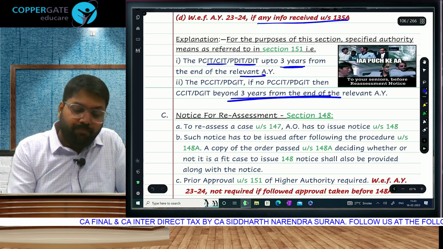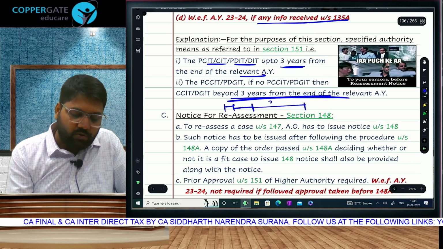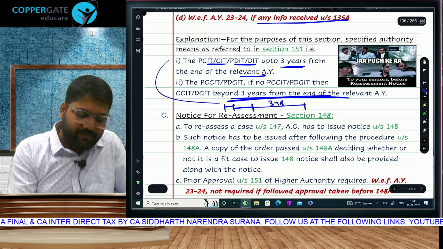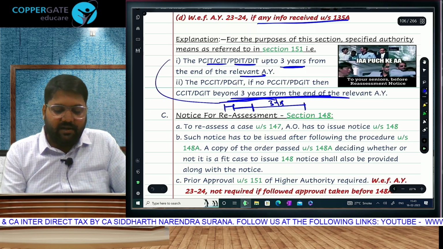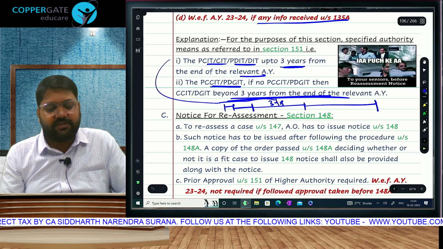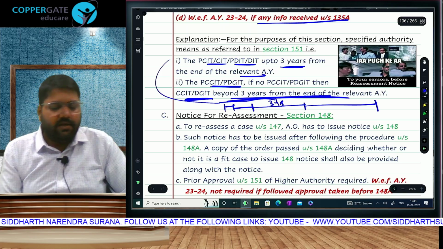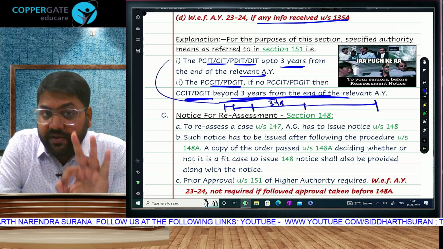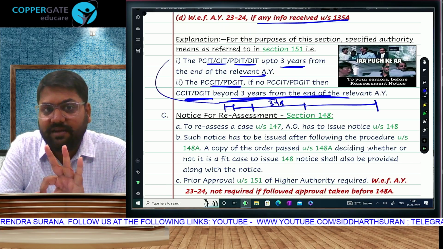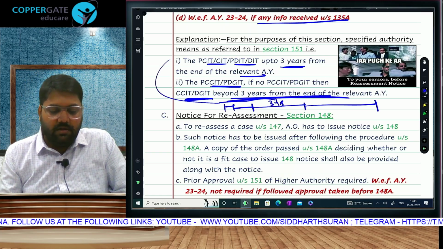And if you want to do beyond 3 years, supposing this is the previous year, this is the assessment year, if you want to do within 3 years, then you have to take the permission of CIT DIT, and if you want to do beyond 3 years, then it has to be the principal chief commissioner or principal director general. And of course if there is no principal post, then the CCIT DGIT. Simply put, within 3 years approval has to be from the commissioner level, the director level, and beyond 3 years it has to be from the chief commissioner, the director general level.